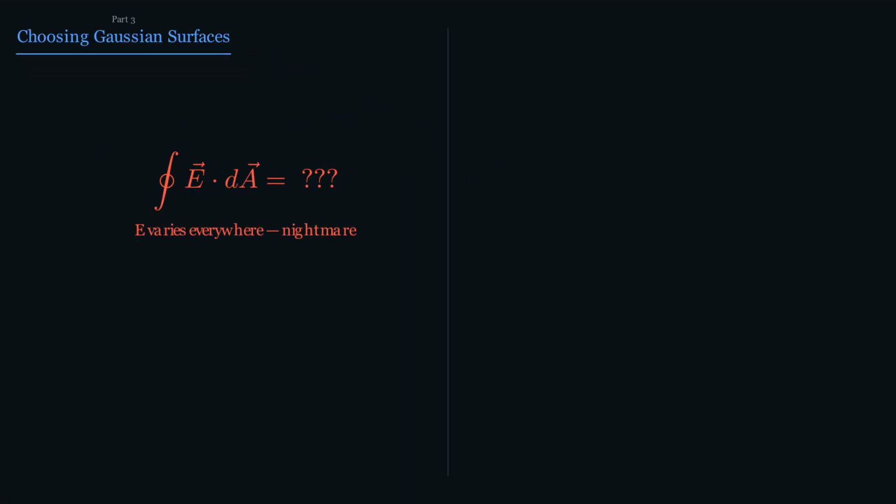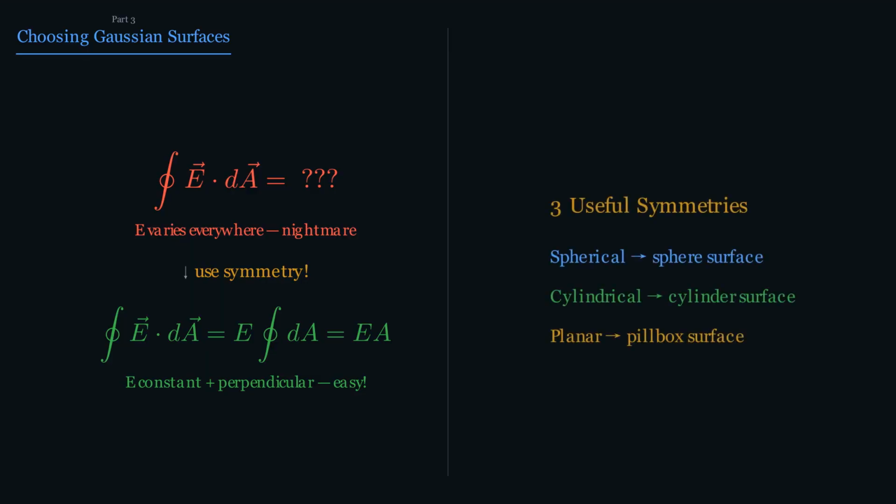Gauss's law is always true, but it's only useful for calculating E if you pick the right surface. Here's the problem. The integral of E dot dA looks simple, but in general E could be different at every point on the surface and pointing in every direction. That integral would be impossible. The trick is to pick a surface where E is constant everywhere on it and either perfectly perpendicular to the surface or perfectly parallel. When E is constant and perpendicular, the integral becomes just E times A. When E is parallel, that part contributes 0. This only works when the charge distribution has symmetry.